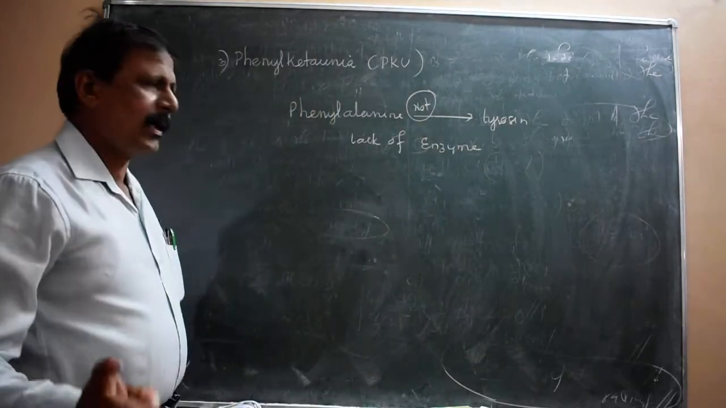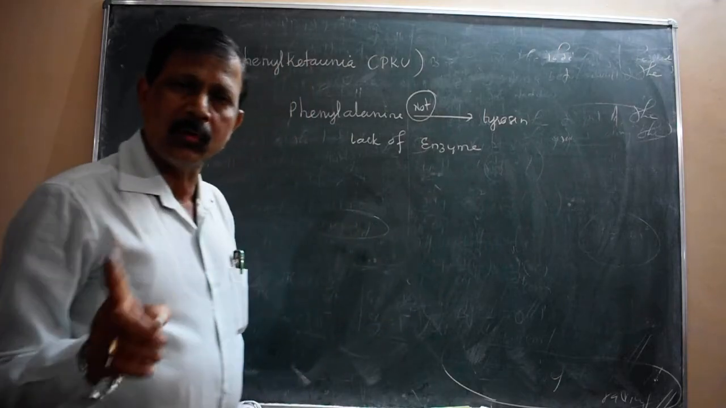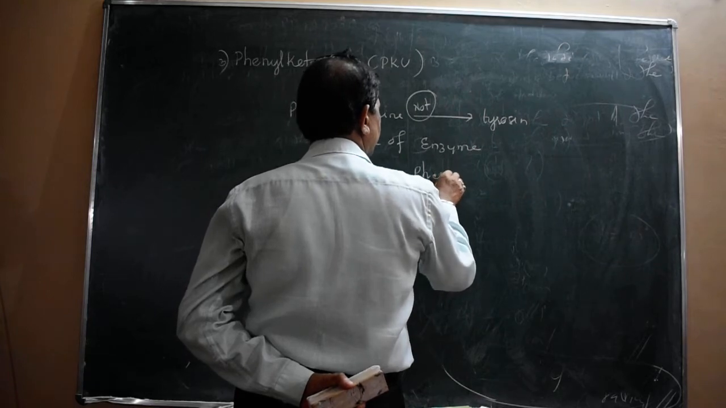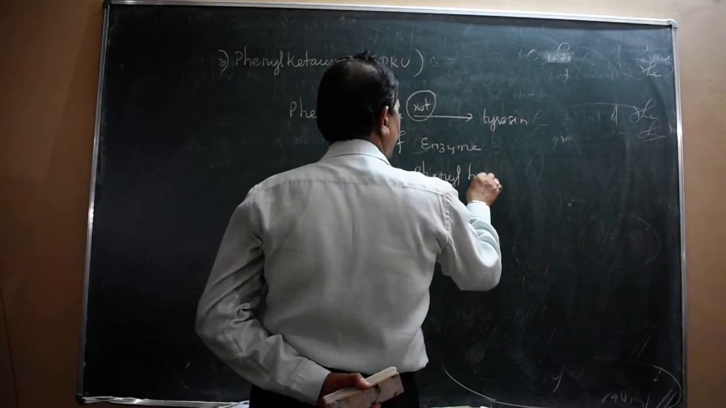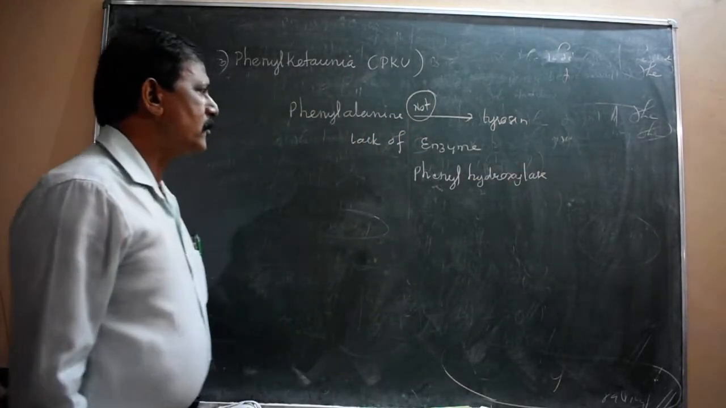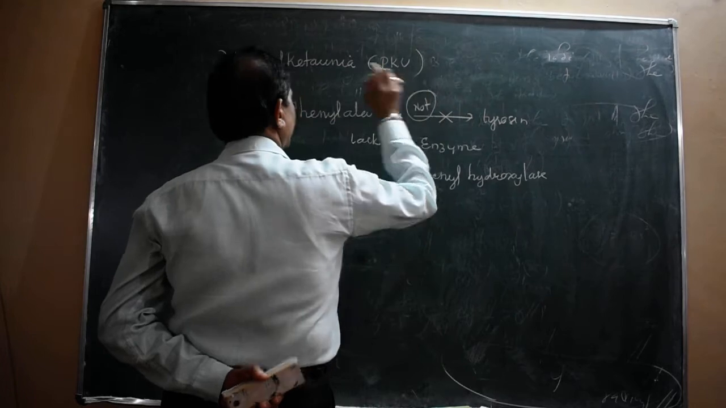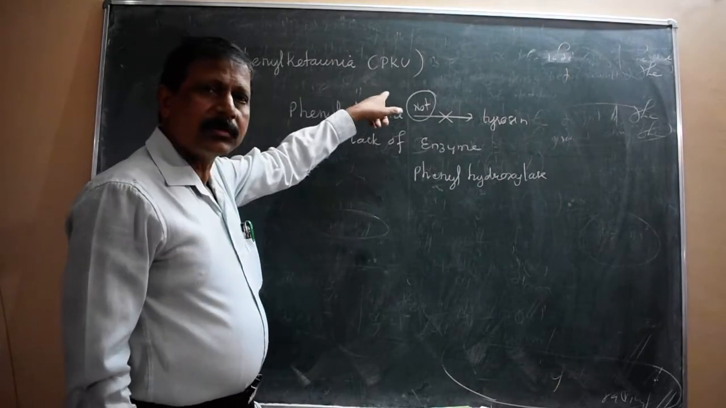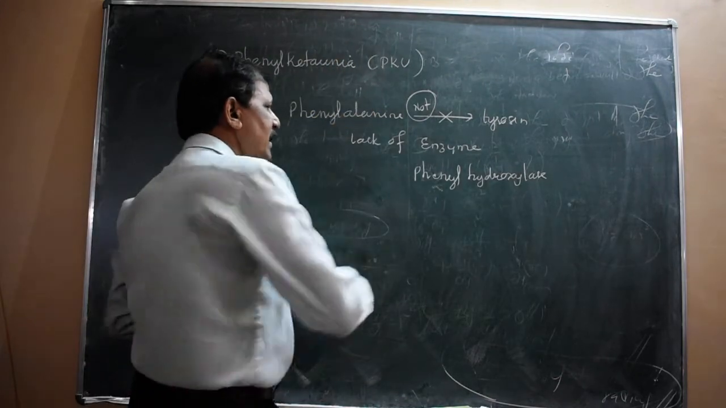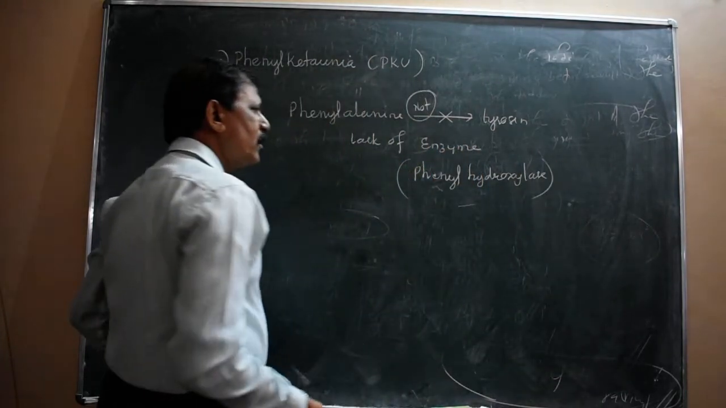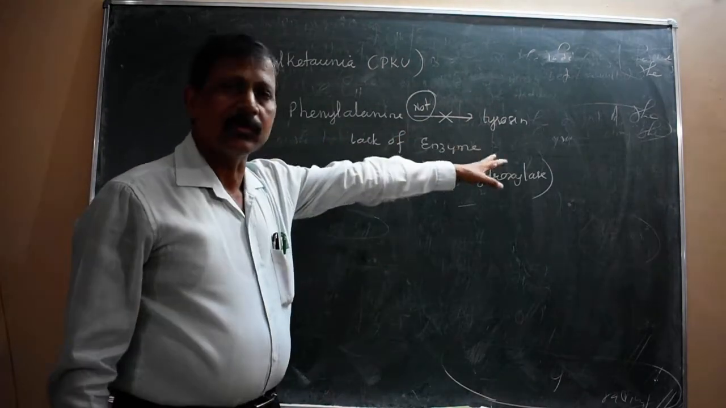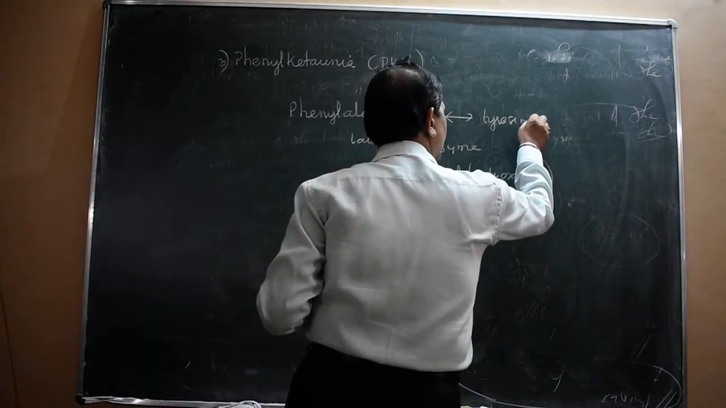That enzyme is not particularly mentioned in our book. The name of the enzyme is phenylalanine hydroxylase. Remember, that enzyme is absent in such a person. In a person suffering from PKU there is a lack of this enzyme, and thereby phenylalanine is not converted to tyrosine.